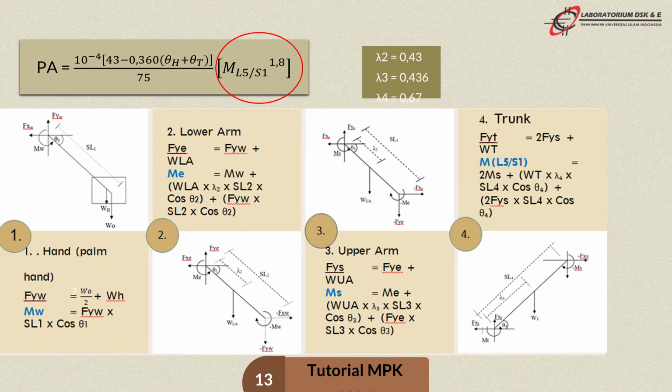calculation. And the fourth is the resultant moment on trunk or L5S1. The calculation formula is, the first, to calculate FYT. And the formula of FYT is multiplied by FYS plus YT. The resultant moment at L5S1 is by adding up the MS and the moment working on the back.